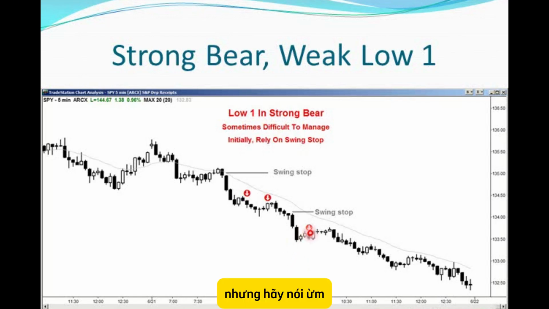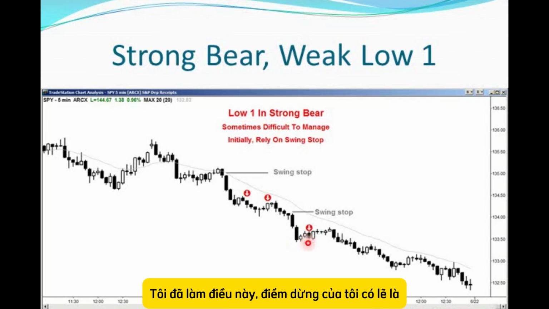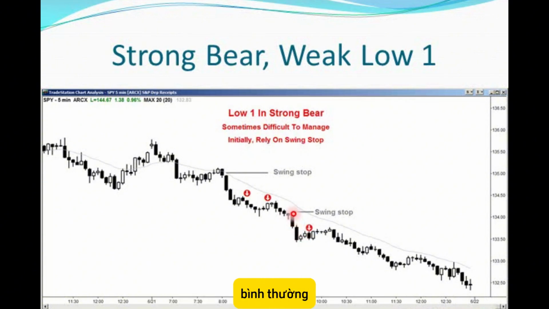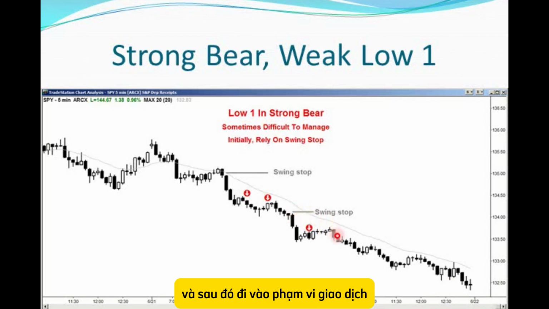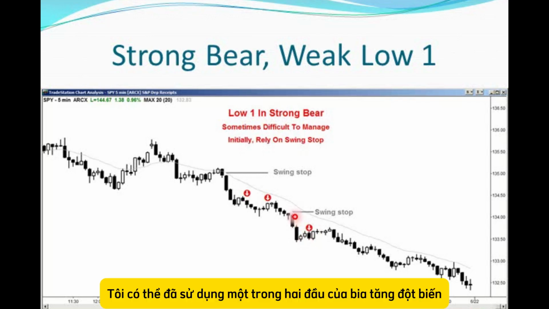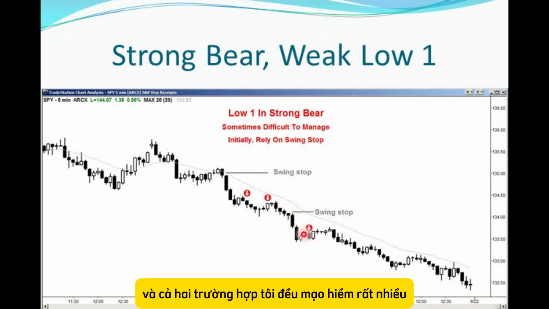But let's say I took this. My stop is probably several ticks above the high of this bear spike. If we do reverse, the first target is the top of the bear spike. Normally the market goes a tick or two above and runs the stops and then enters a trading range. But let's say I took the short here. I could have used either the top of the bear spike or the most recent lower high for my stop. In either case, I'm risking a lot.